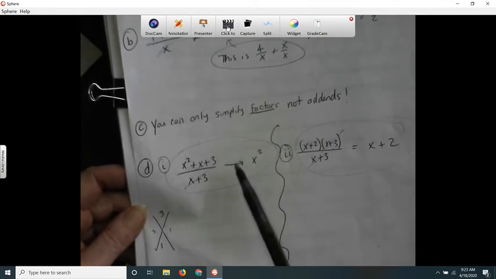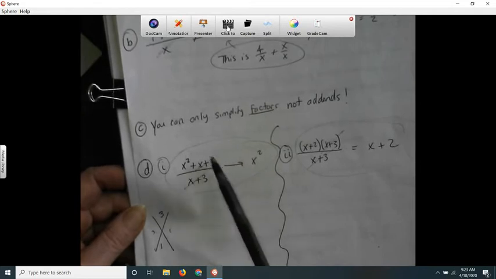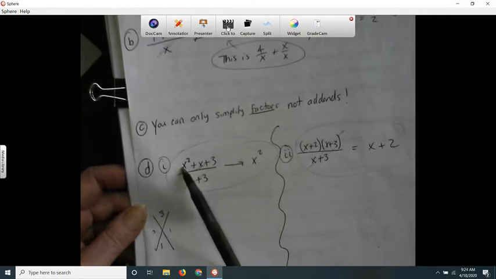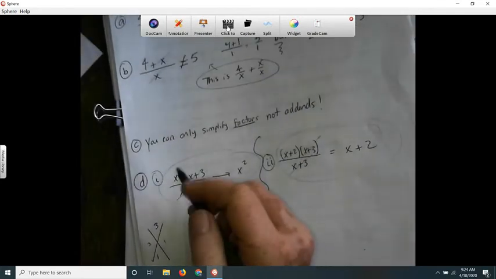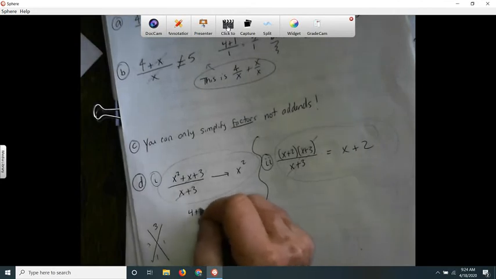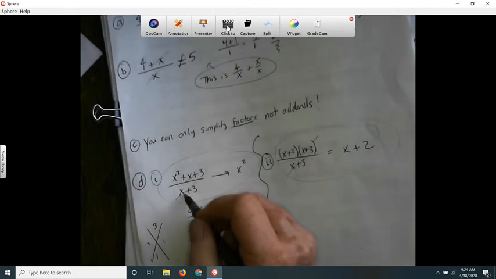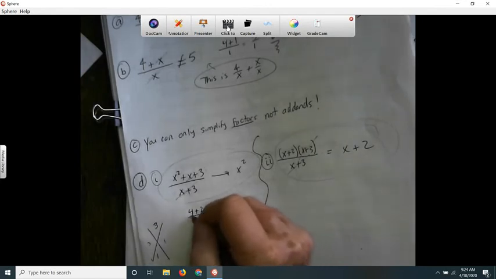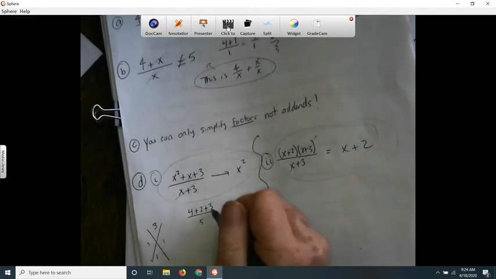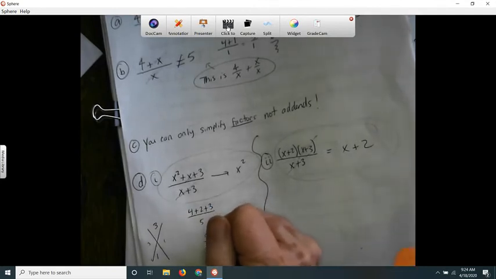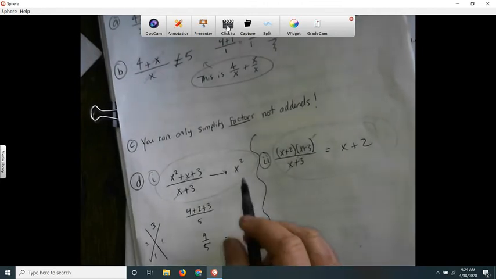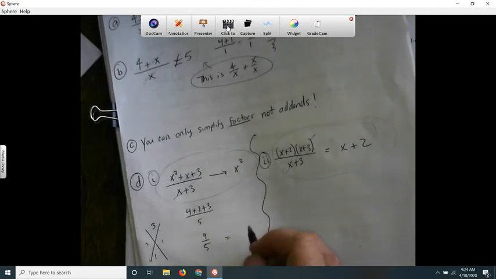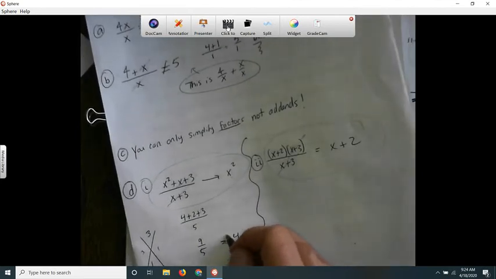Let's plug in, like, say 2. Okay, so if x was 2, then 2 squared would be 4 plus 2 plus 3. What did I say x was going to be? 2. 2 plus 3 is 5. 4, 5, 6, 7, 8, 9. So this is 9/5 over here. And I plugged in 2. And this is just 2 squared is 4. That's not equal. Okay, so you can't do it this way.